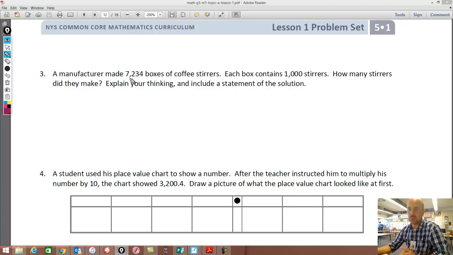A manufacturer made 7,234 boxes of coffee stirrers. Each box contains 1,000 stirrers. How many stirrers did they make? Explain your thinking and include a statement of the solution. This says there are 3 things they're looking for.